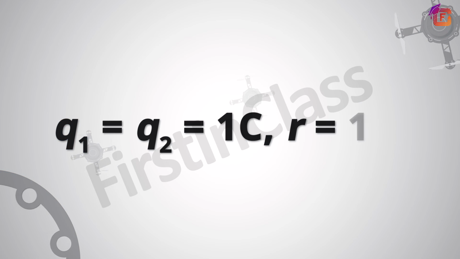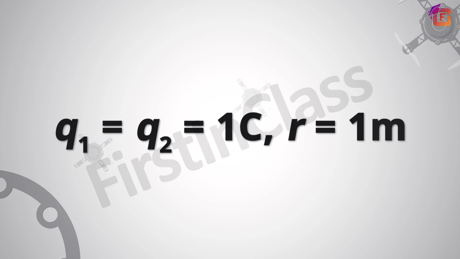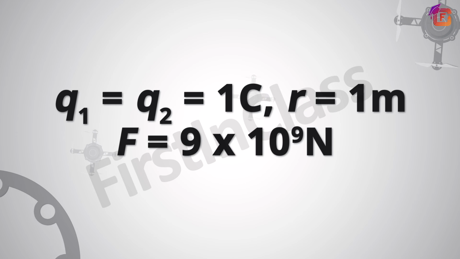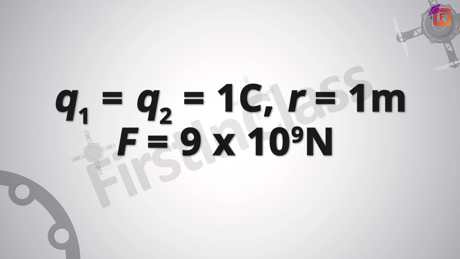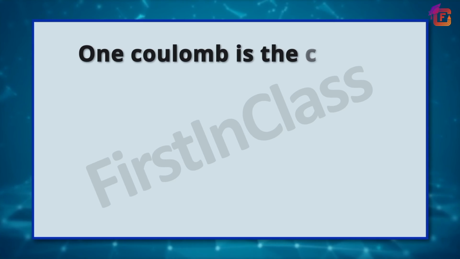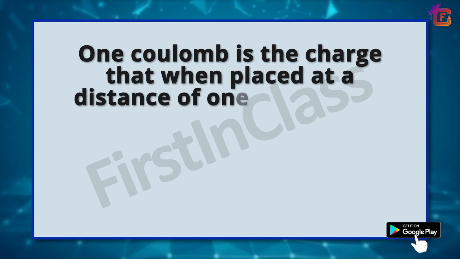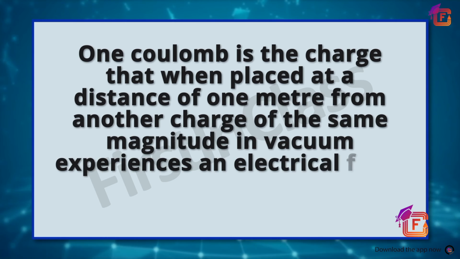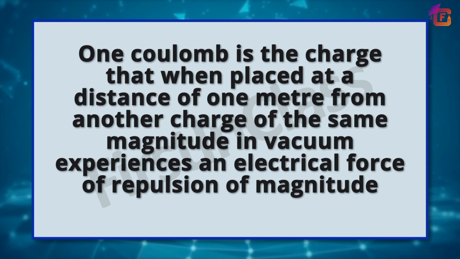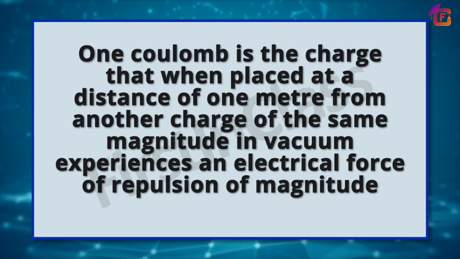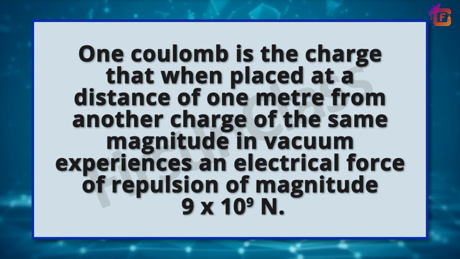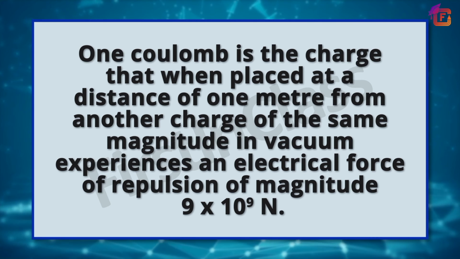Putting this value of K and charges separated at a distance of 1 meter, the force acting between the two charges comes out to be 9 into 10 raised to the power of 9 newtons. So we can say that 1 Coulomb is the charge that when placed at a distance of 1 meter from another charge of the same magnitude in vacuum experiences an electrical force of repulsion of magnitude 9 into 10 raised to the power of 9 newtons.